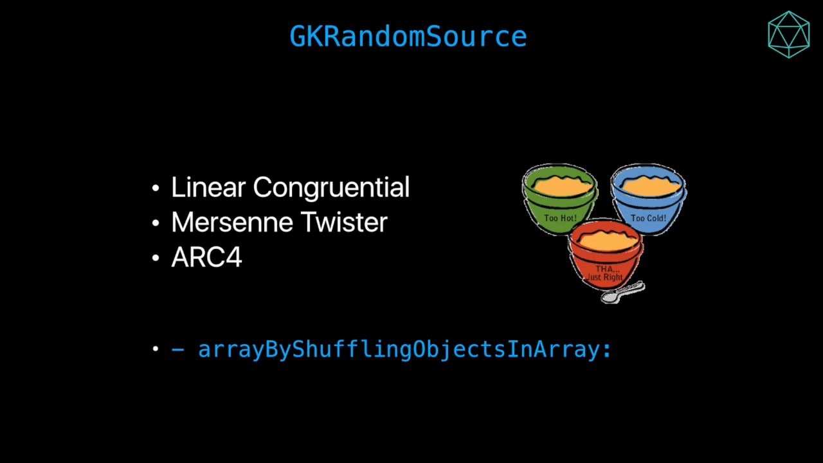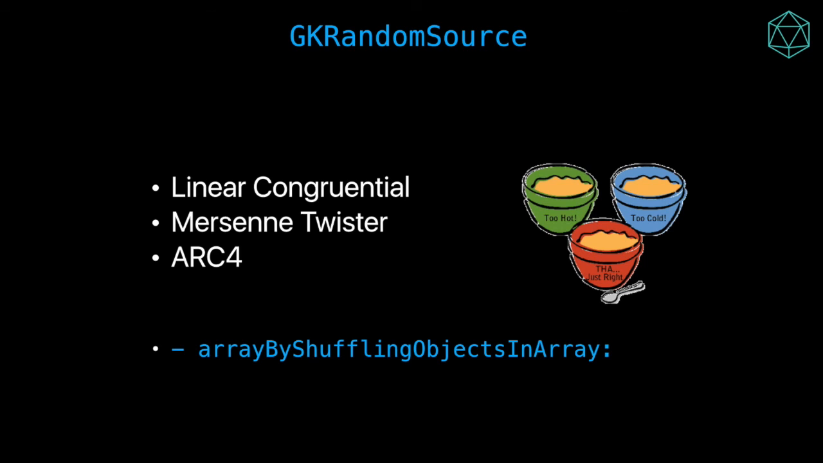It's very tempting because it works really well. It has a lot of convenience methods, right? So this is the one that I really like using as well. I don't know if you have ever encountered situations where you need to randomly shuffle things in an array. There is a convenience method provided by GK random source that shuffles things in an array and returns the array with things shuffled. This is very useful.